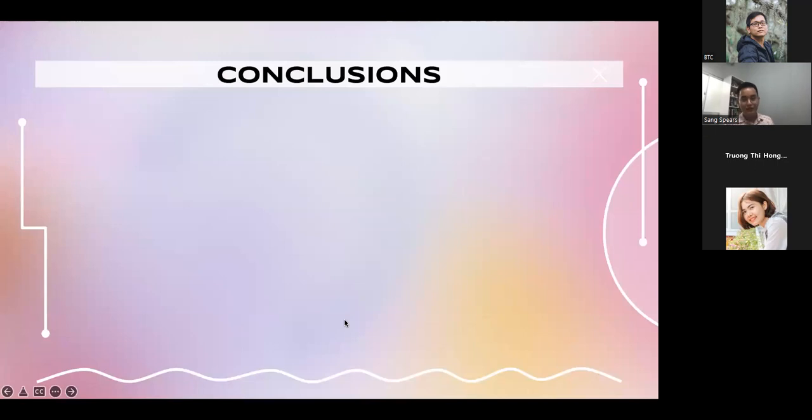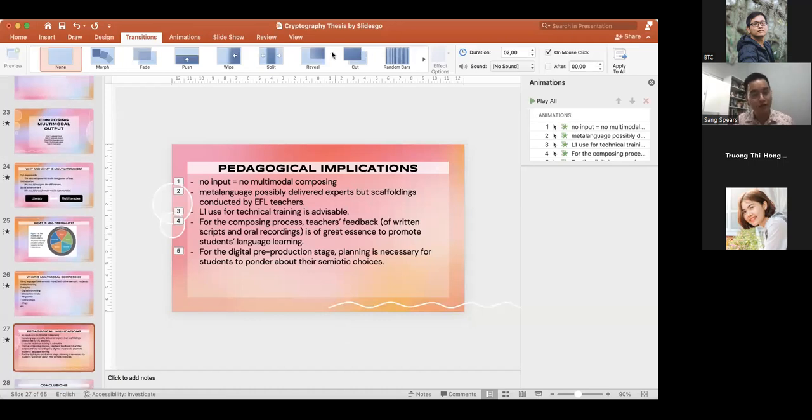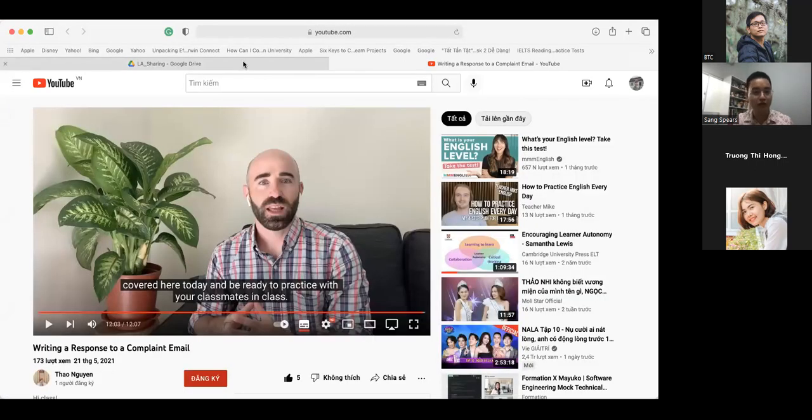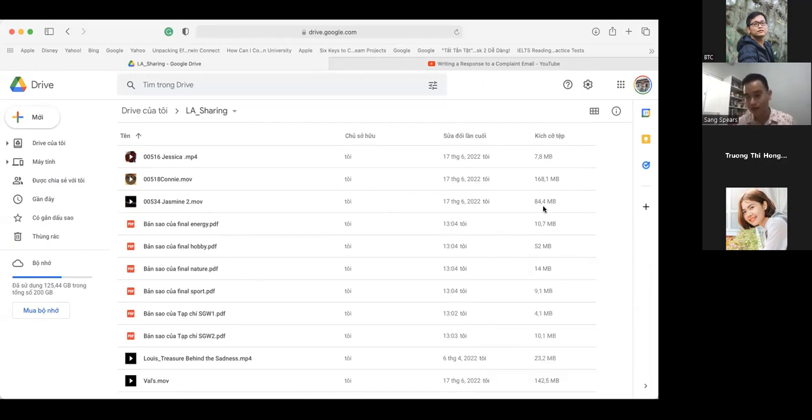Okay. So before we come to the conclusion, I would show you some of the products, some of the multimodal components that my students and I have done so far. All of these products were done in the language classroom at the senior high school. All the students are not English majors. They're just normal students. Here we can see some videos, some magazines, some comic strips. I will show you one by one.